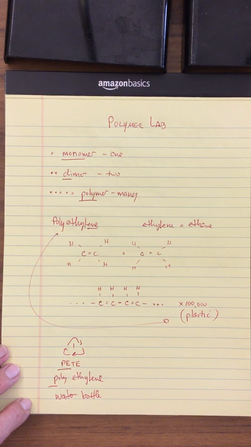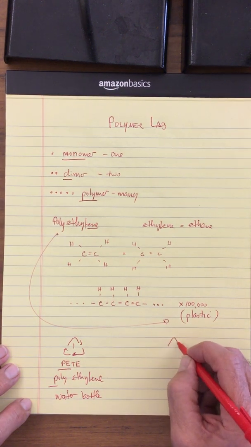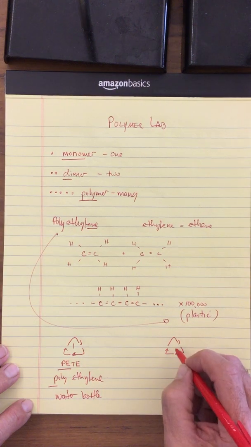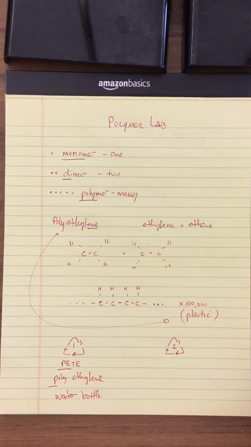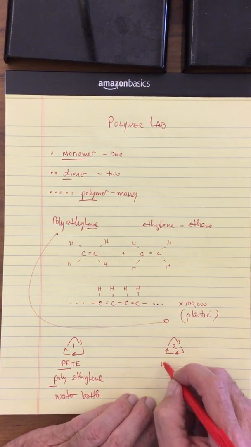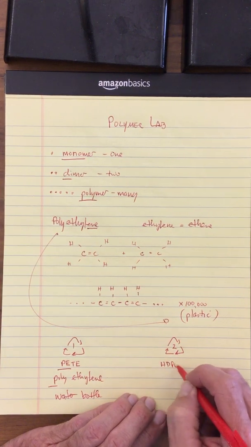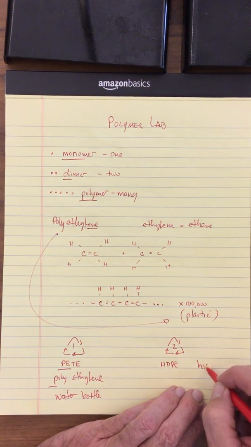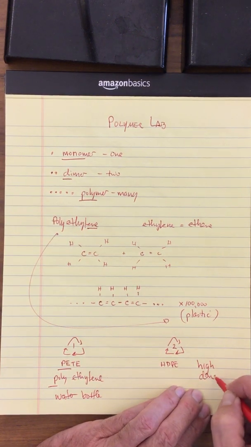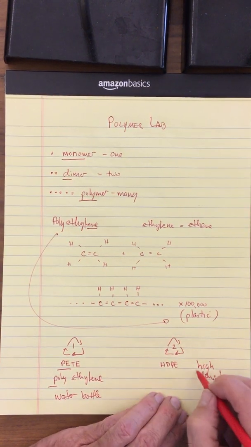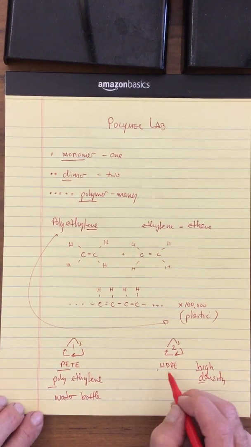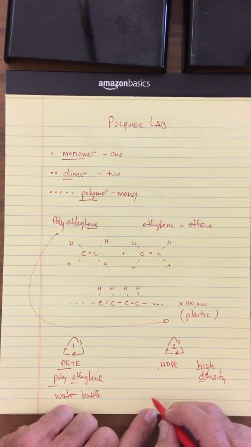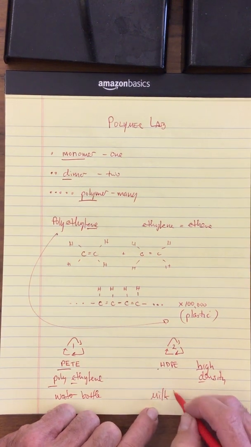There's another polyethylene product, and you might have seen this too. So the symbol looks like this, and there's going to be a 2 on the inside of it. And this is going to be HDPE. This is your high density polyethylene, the HD, high density polyethylene. And these are going to be your milk bottles.